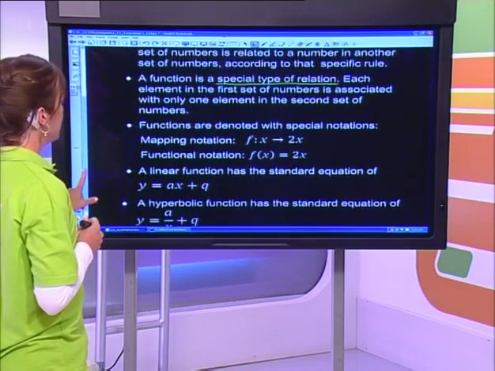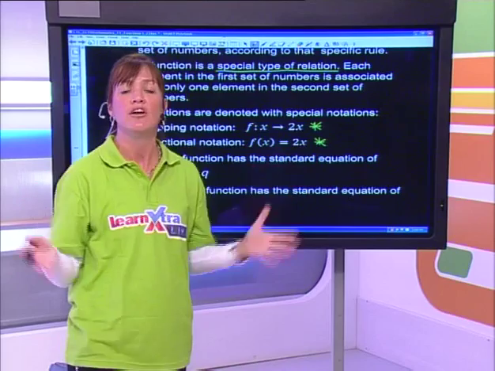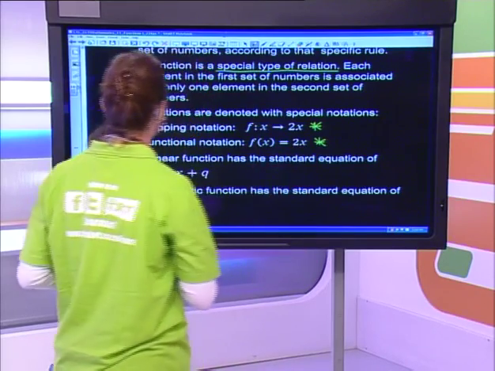The notations that we briefly mentioned just now: we've got our mapping notation, which for now you can take note of, looks like this. I'm going to discuss it in a bit more detail in a minute. And your functional notation looks like that. It's f(x), which is equal to your rule, your 2x. For now, just take a look at it. We'll deal with it in more detail.